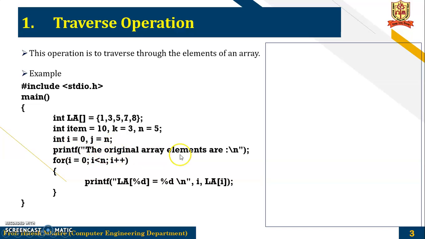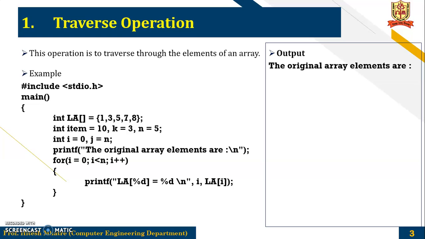So original array elements are for I equal to 0. So starting from 0 and I should be less than n. So I should be less than 5, I plus plus. Then simply display the value of LA, that is the element of an array.